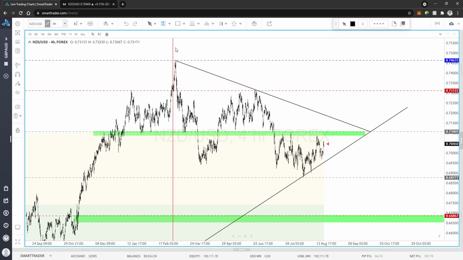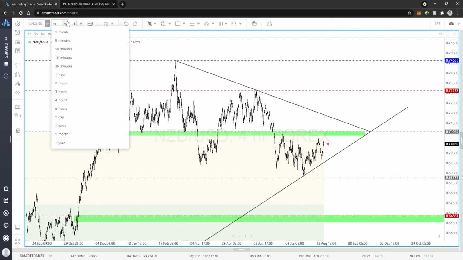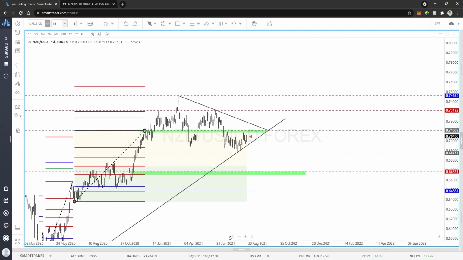And I'm going to use the smart fib because that eliminates any possibility for error. And let me go back. Let me just see. I might have to go to a higher time frame. Daily. Okay. So I'm going to the higher time frame because it's not picking up anything on the lower time frame.